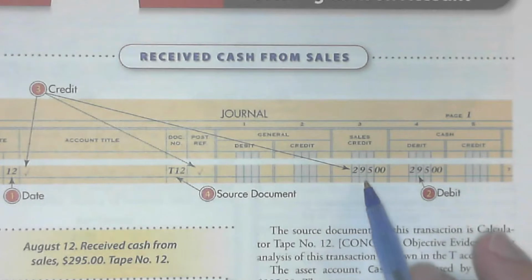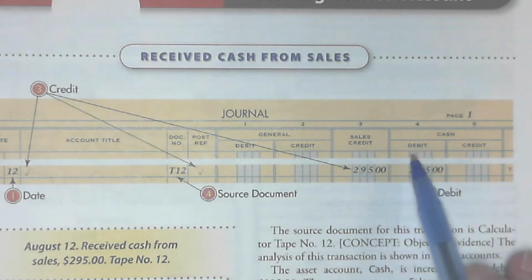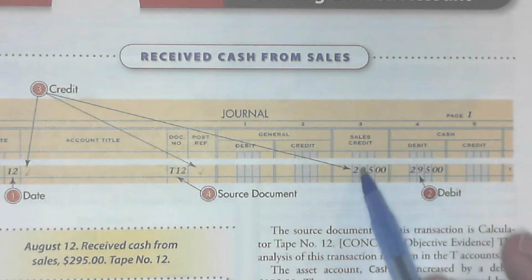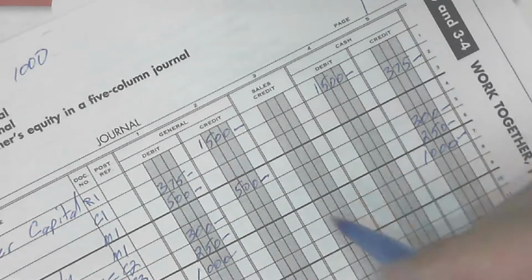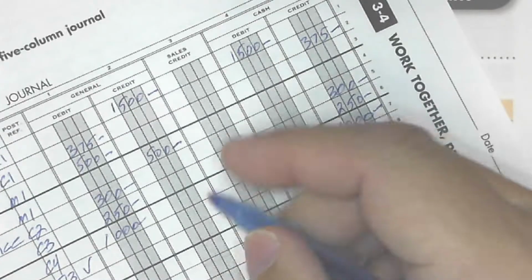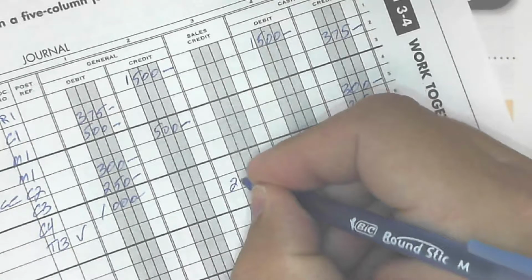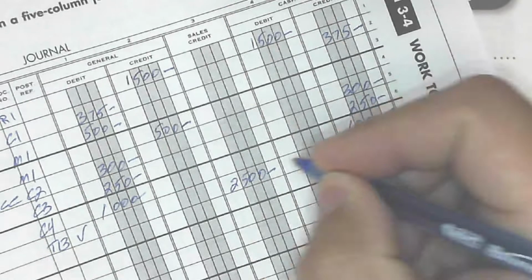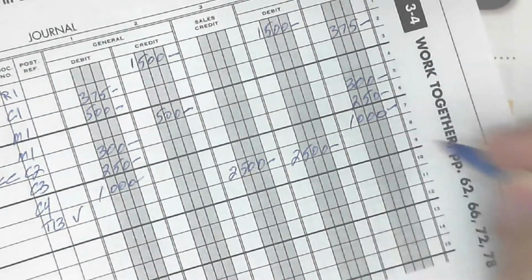So now we've got an entry in our sales credit. And we're going to have the same type of entry in our cash debit. So we're still in the credit and debit, but now we're going to be on sales credit. That was $2,500. $2,500 there and $2,500 here.